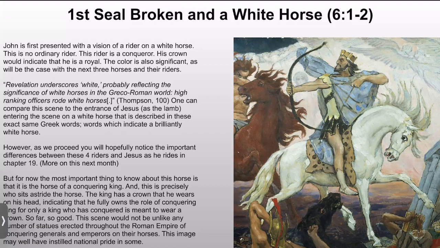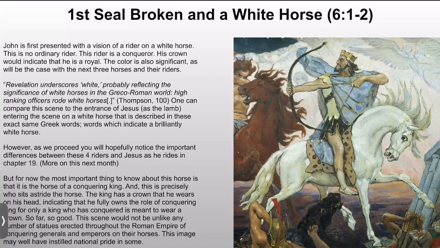Leonard Thompson, biblical commentator, writes in his commentary on Revelation, "Revelation underscores white, probably reflecting the significance of white horses in Greco-Roman world. High-ranking officers rode white horses." One can compare this scene to the entrance of Jesus as the Lamb entering the scene on a white horse that is described in these exact same Greek words that I should add also describe a brilliant white. Think white like perhaps the transfiguration of Jesus, honestly. That's the kind of brilliant white we're meant to envision here.